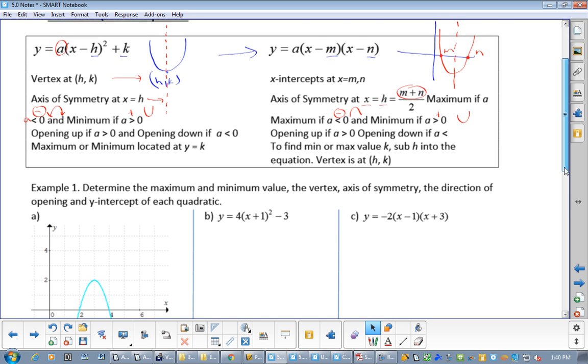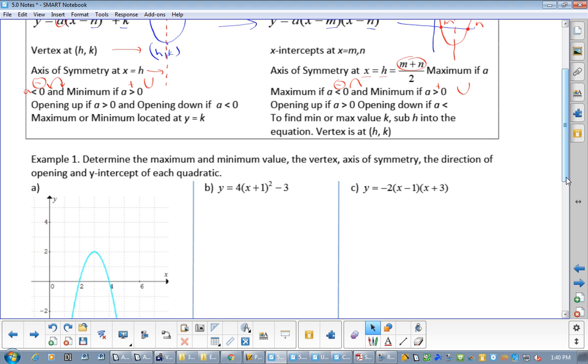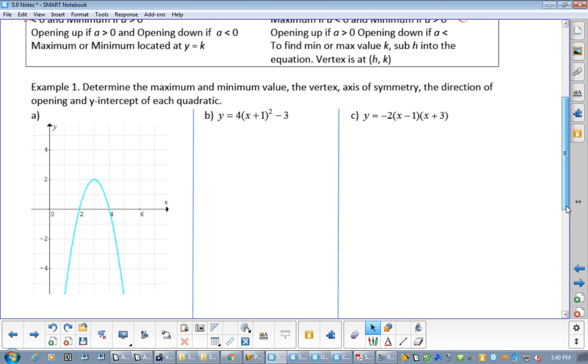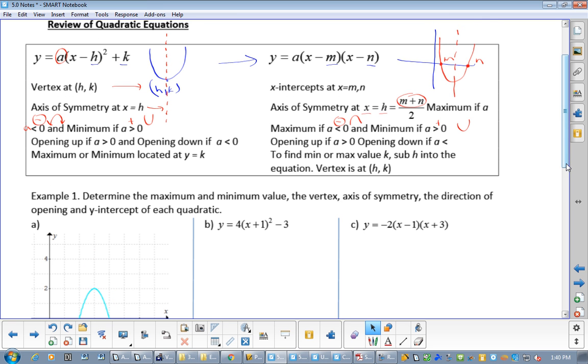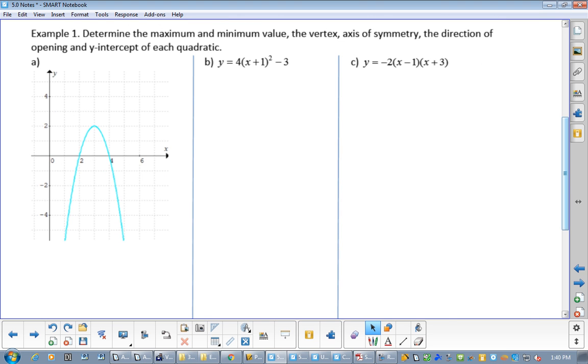Okay. Now, let's look at these here. I see a couple of people still writing, so I don't want to go. Now, this is called the vertex, (h, k). This is the vertex right here. What do you think that point is? Always say the x first. 3, comma 2, right? That's 3 down there. Okay?